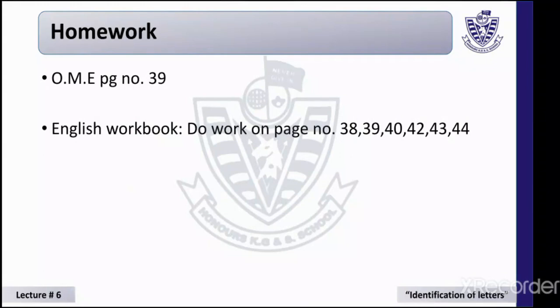Homework. Oxford Modern English, page number 39. English workbook, do work on page number 38, 39, 40, 42, 43 and 44.